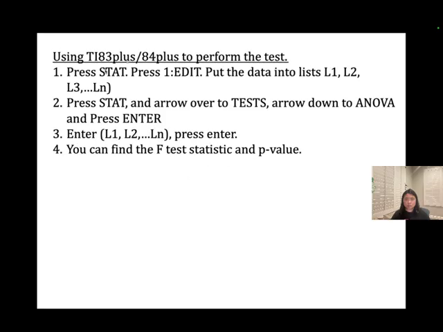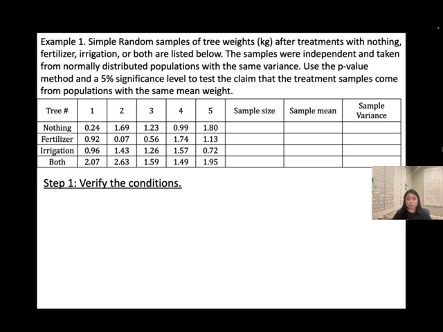Okay, these are the steps for how you use your calculator. Example 1. Simple random samples of 3 weights after treatments with nothing, fertilizer, irrigation, or both are listed below. The samples were independent and taken from normally distributed populations with the same variance. Use the p-value method and a 5% significance level to test the claim that the treatment samples come from populations with the same mean weight.